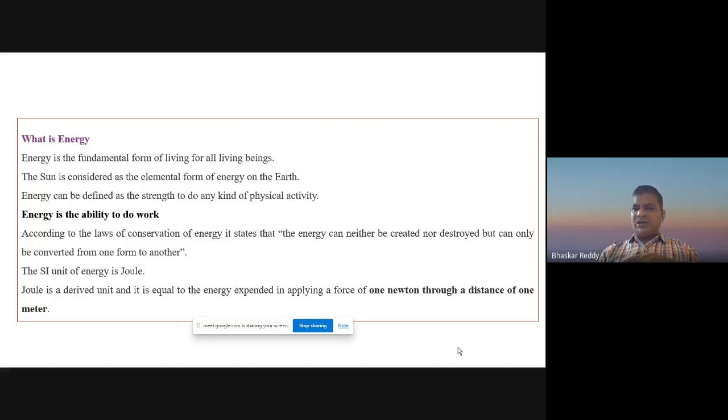When you want to generate electrical energy, there are several sources to generate it. Normally, the sources are of two types. One type of source will last for a long time, and one type of source will last only for a shorter time.